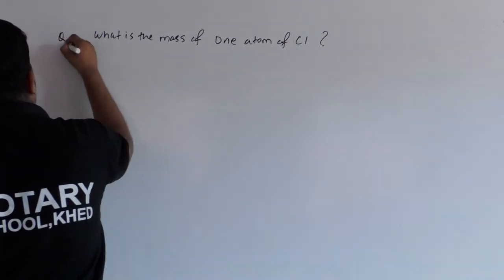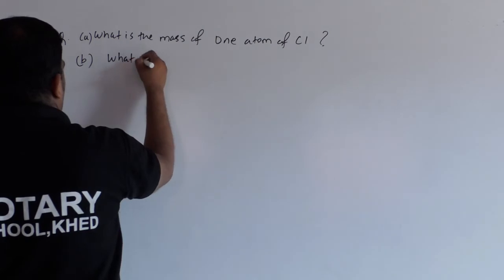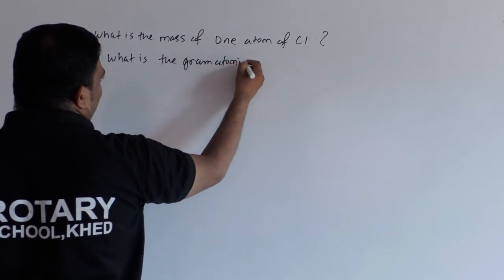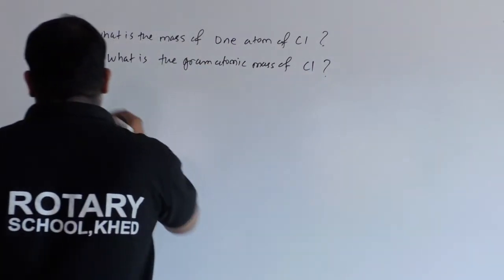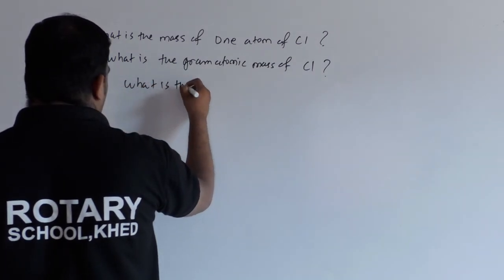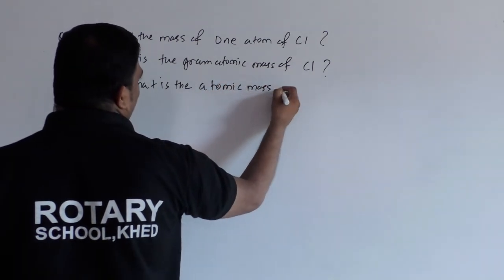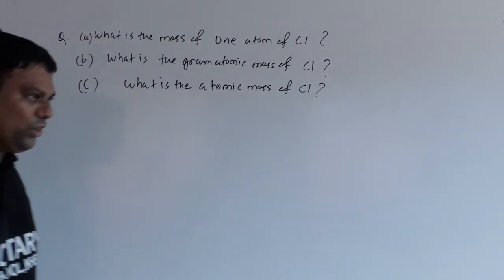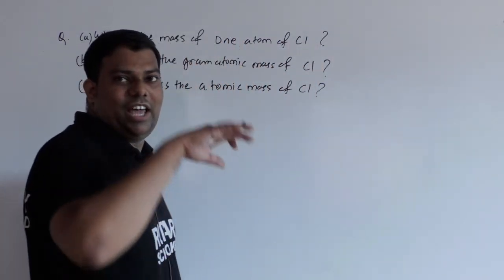सपोज आपण ह्याला काय म्हणूया, small a, small b. Small a: what is the mass of one atom of chlorine. Small b: what is the gram atomic mass of chlorine, beta. And small c we will say: what is the atomic mass of chlorine. Okay, so see here, we have to answer all of these questions, so see carefully.